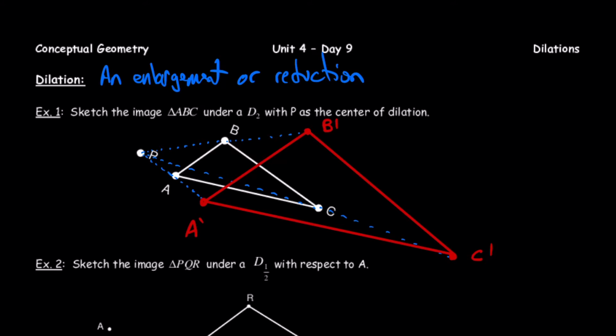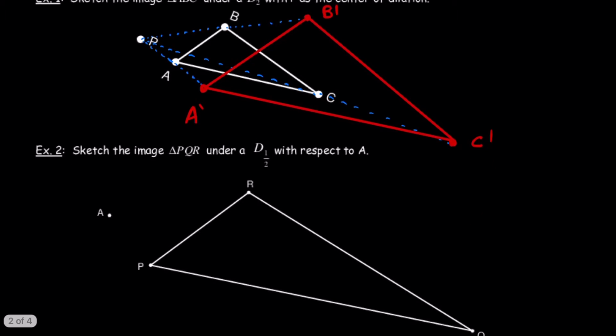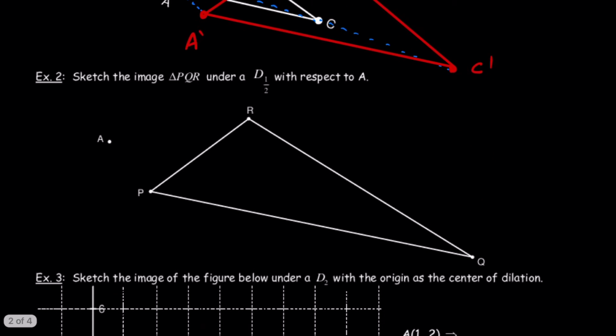And this triangle, A prime, B prime, C prime, is twice the size of the original one. So this side right here, A prime B prime, is twice the length of AB. So we said a dilation is an enlargement or reduction. So we can actually reduce these shapes as well with a dilation. In this case here, you see the scale factor is 1/2. So D for dilation, scale factor 1/2, which means our resulting shape is half the size of the original.